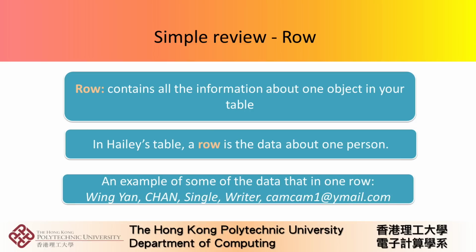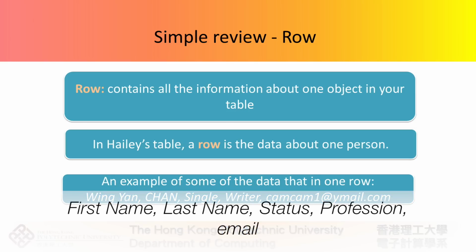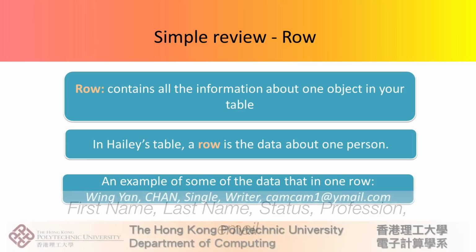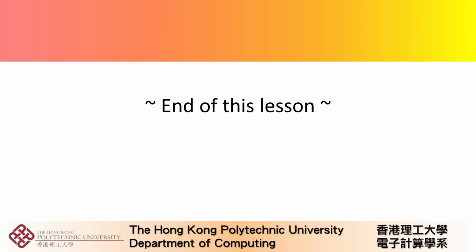A row contains all the information about one object in your table. In Haley's table, a row is the data about one person. Here is an example of some of the data that's in one row: Wing Yan, Chen, single, writer, and her email. This is the end of the lesson.